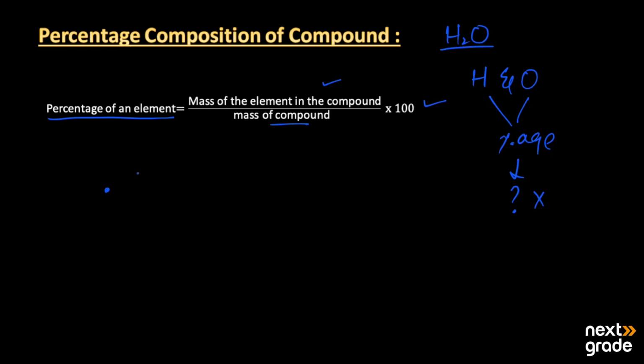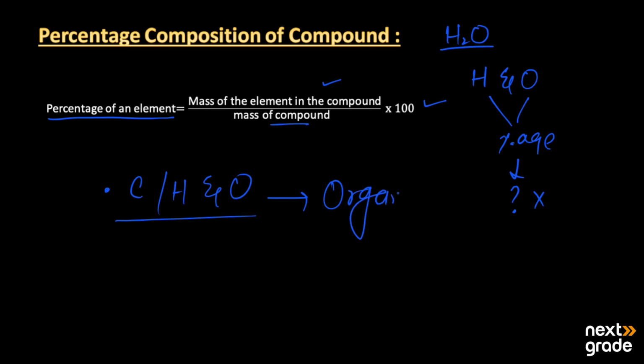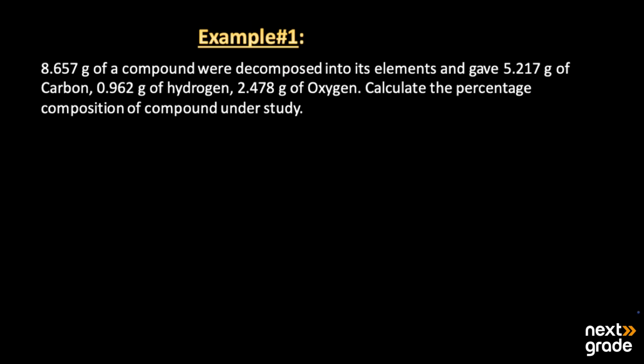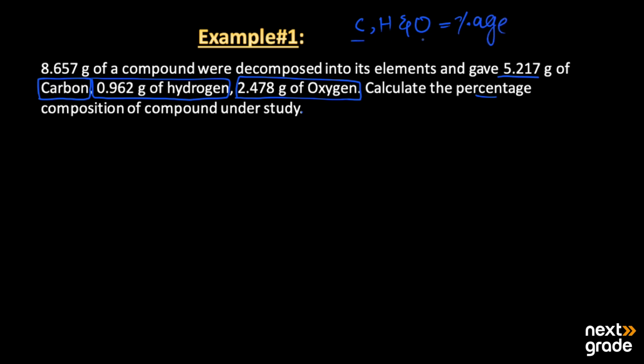Basically, it is for the compounds containing carbon, hydrogen, and oxygen, that are mainly the organic compounds. So here we have one example for this. We have 8.675 grams of a compound that was decomposed into its elements, and it gives 5.217 grams of carbon, 0.962 grams of hydrogen, and 2.478 grams of oxygen. Now we have to calculate the percentage composition of the compound, that is, the percentage of carbon, hydrogen and oxygen. So we need to know the percentage of these elements.